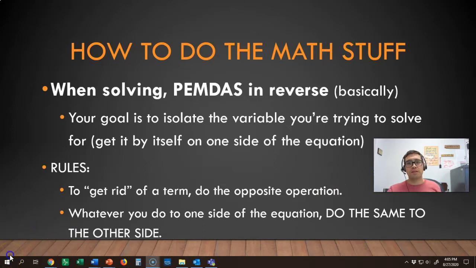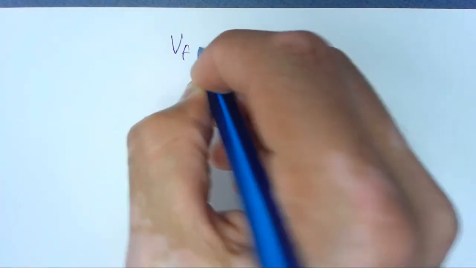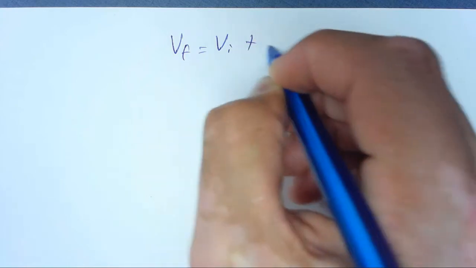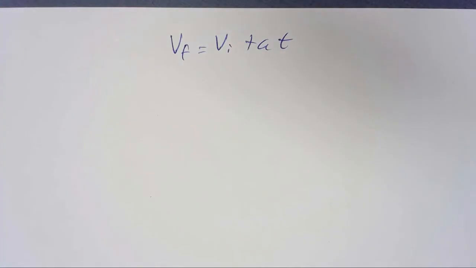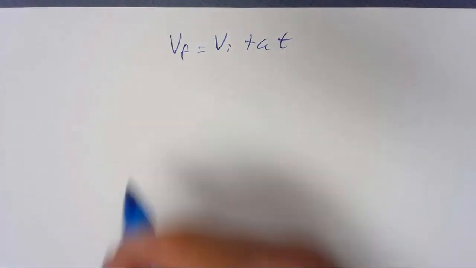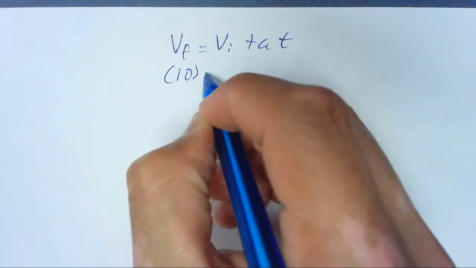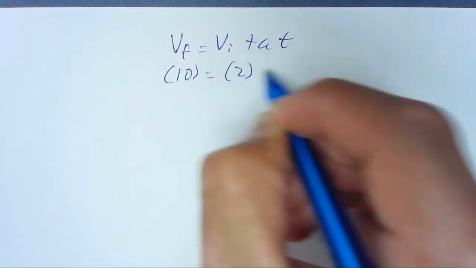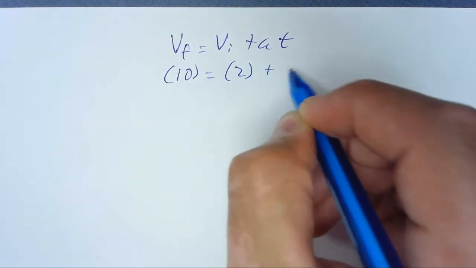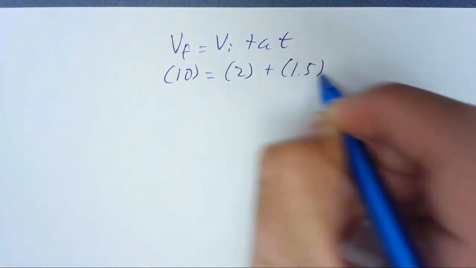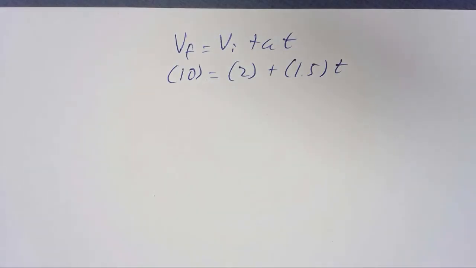So let's talk about this. When I talk about solving and doing PEMDAS in reverse, it's not a hard and fast rule. It just makes your life a lot easier. So let's say we have this equation and I'm going to substitute just random numbers in here. Don't do that when you have a problem. Make sure you substitute in the correct numbers that you're given in the problem. But let's just imagine that we were given these.